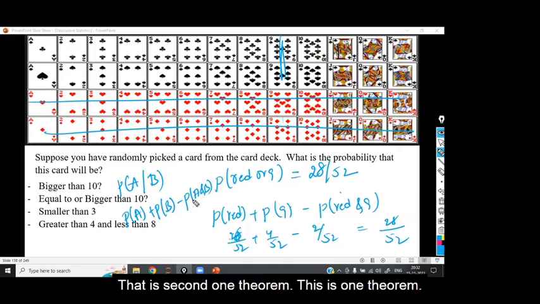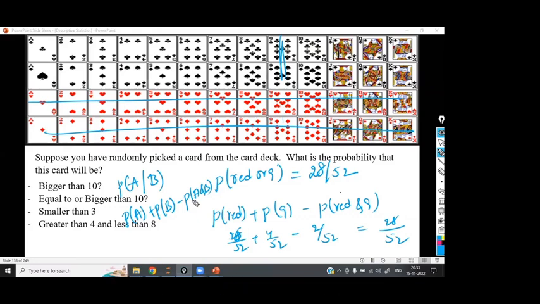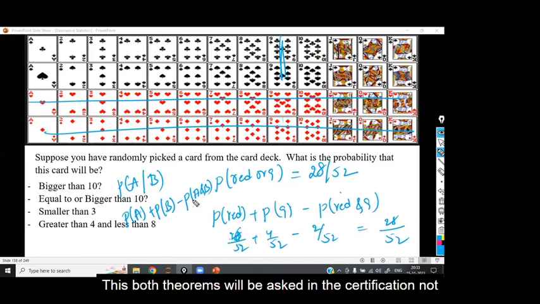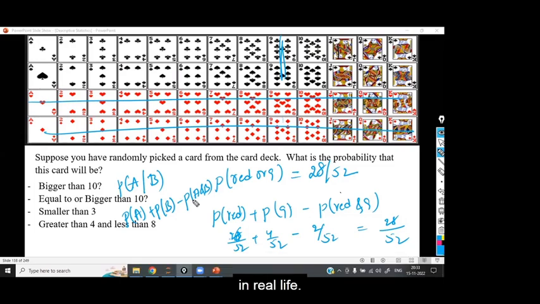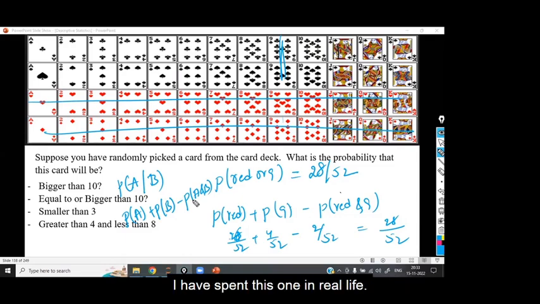That is one theorem. One is called the multiplicative theorem. One is called the additive theorem. These both theorems will be asked in the certification, not in real life. In the TCS exam, they are going to ask this question. That is the reason I have explained this one.